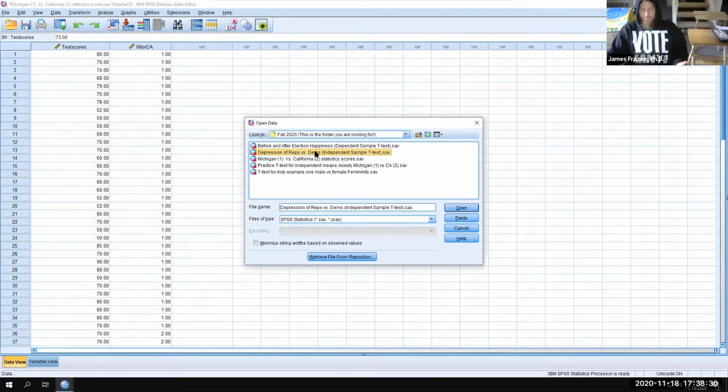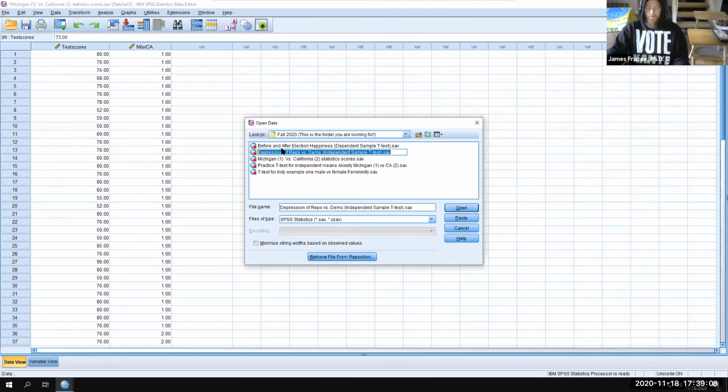Depression of Republicans versus Democrats, independent sample t-test. This is the data that you're going to use to complete SPSS assignment number 4. I've given you 3 examples here: significant, not significant, one-tail test, two-tail test. You're going to have to figure out, is it a one-tail test or a two-tail test? And is this a statistically significant difference? We'll use 0.05 as our threshold. You're going to have to run that on the data that I have here in this folder.